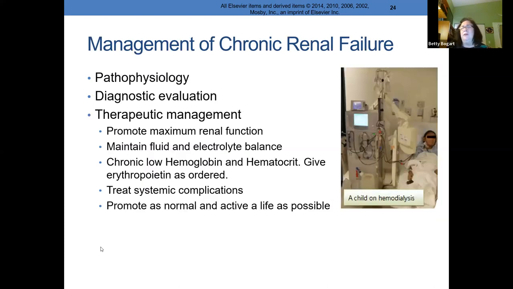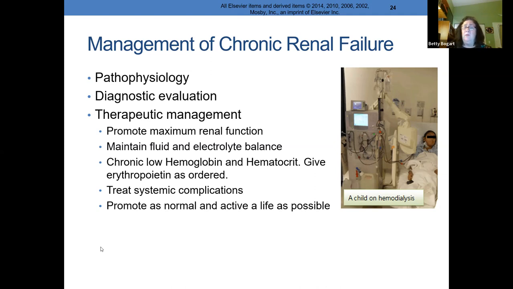So how are we going to take care of this child? Well, we know somehow we need to extract the waste products out of the body. So we need to try to get the kidney working as best as it can, keep those electrolytes and fluids where they should be. Now, if you pay attention, any child or adult who has chronic renal failure, you're going to see a low hemoglobin and hematocrit because they don't make red blood cells that well in this disease.